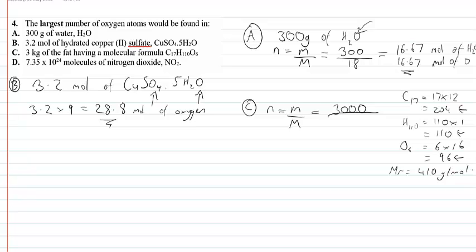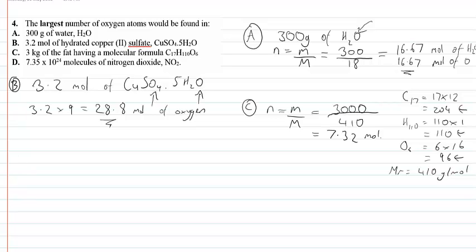Okay, so back up to our equation, 3,000 divided by 410. 3,000 is our actual mass, 410 is the mass of our molecule. If we put this into a calculator, you'll get 7.32 mole. So we have 7.32 mole of molecules of that fat. So 7.32 times 6.02 times 10 to the 23 molecules of that fat are in 3 kilograms.